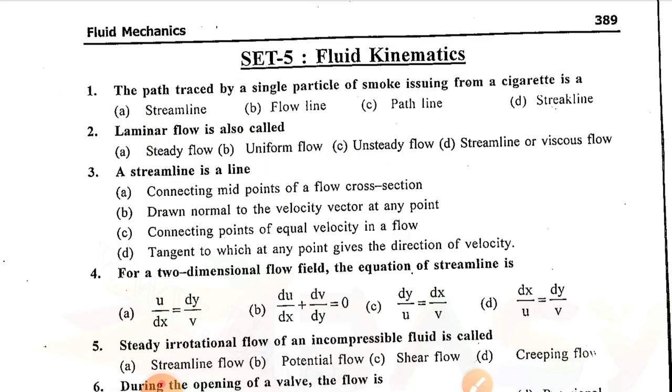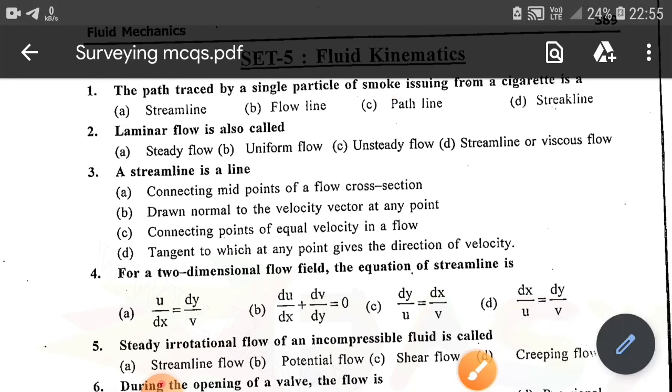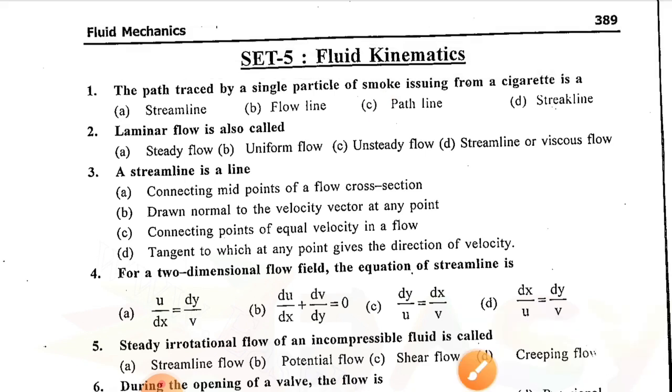Set number 5. Fluid kinematics. Question number 1. The path traced by a single particle of smoke issuing from a cigarette is a. Option C is correct. Path line. Question number 2. Laminar flow is also called. Option D is correct. Streamline or viscous flow.